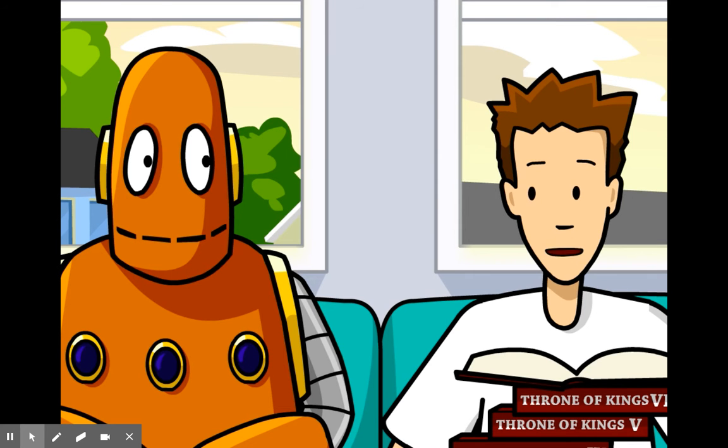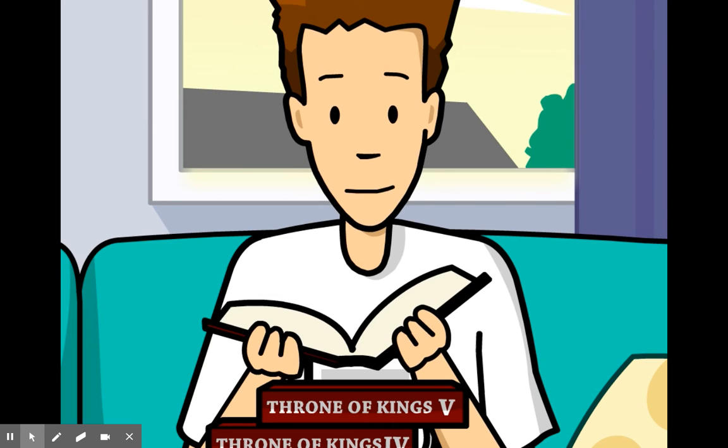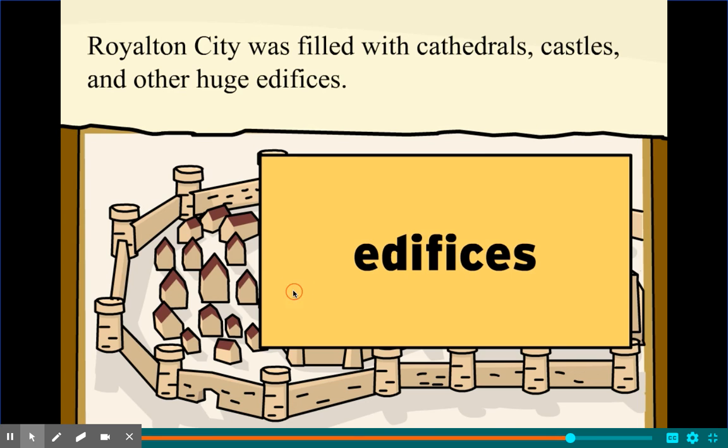Okay, just one more trick. Sometimes a mystery word will be surrounded by examples that can tip off its meaning. Check out this excerpt. Royalton City was filled with cathedrals, castles, and other huge edifices.